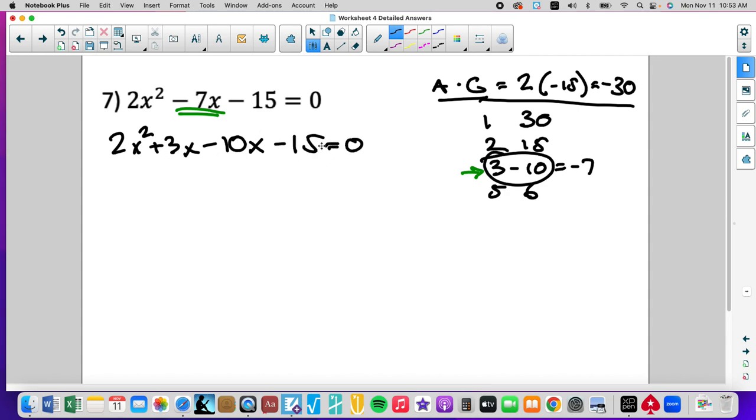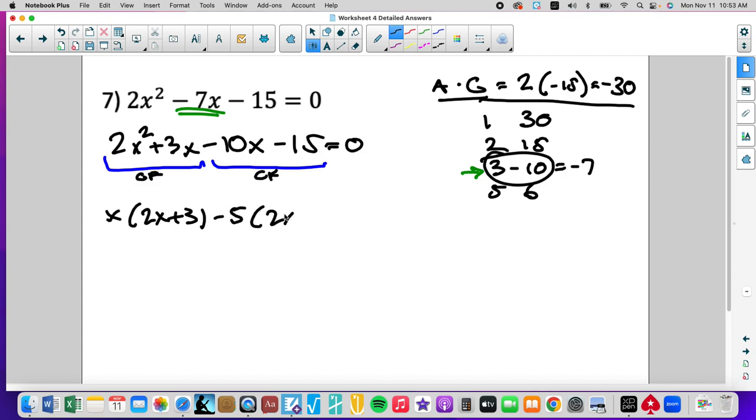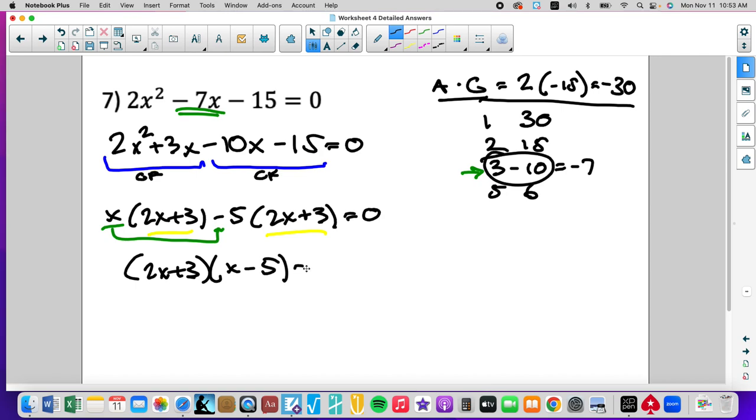Minus 15 equals 0. Now we're going to factor by grouping. And we're going to factor out what's the common factor, which is just an x. So I get 2x plus 3. What's the common factor? First term is negative, so I have to factor out a -5, which is 2x plus 3. Did I do it correctly? Yes, these have to be the same. So we're going to pull that 2x plus 3, what they have the same, out, and we're left with x minus 5 equals 0.